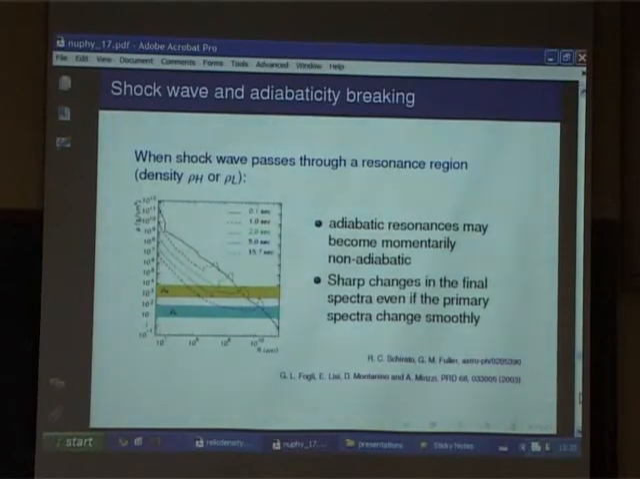Okay, so let me tell you about another interesting thing that happens inside a supernova. It's an interesting phenomenon. So neutrinos are coming out, and at the same time, the shockwave is propagating. So at some point of time, the neutrinos will pass through the shockwave.